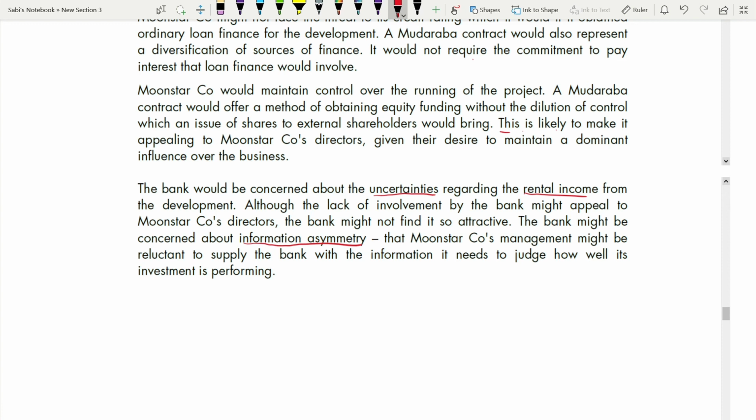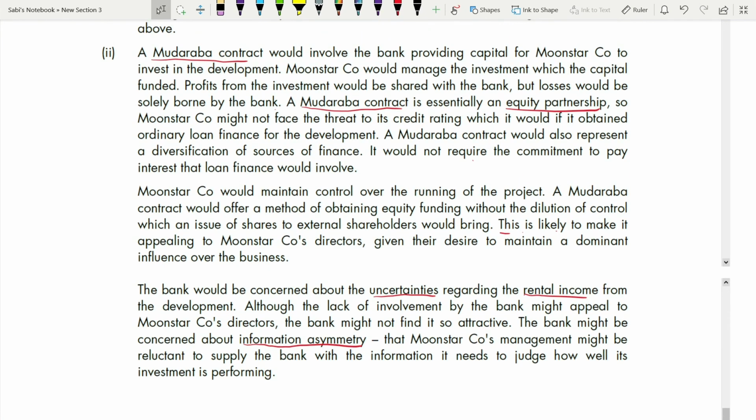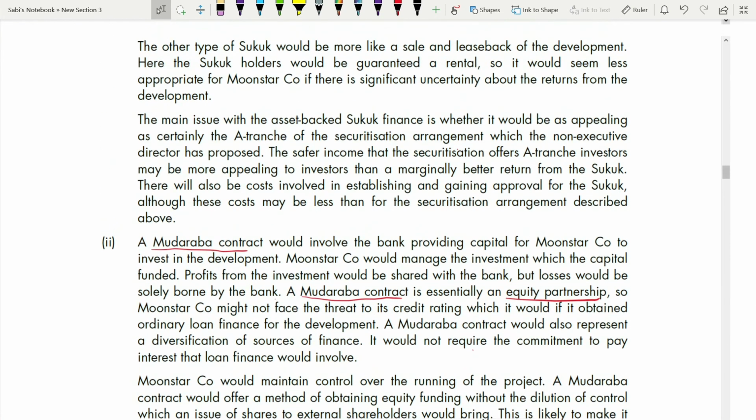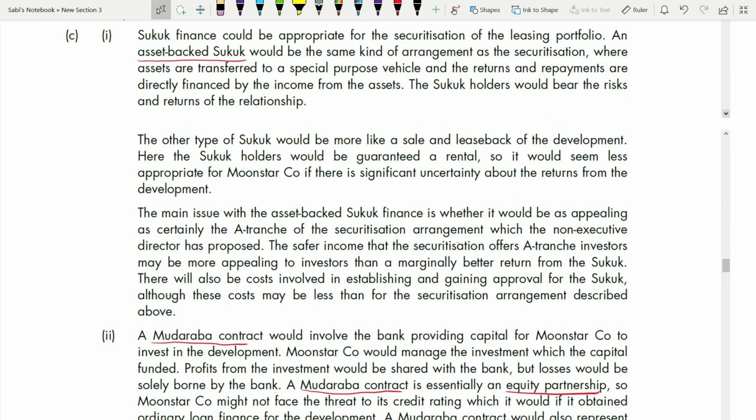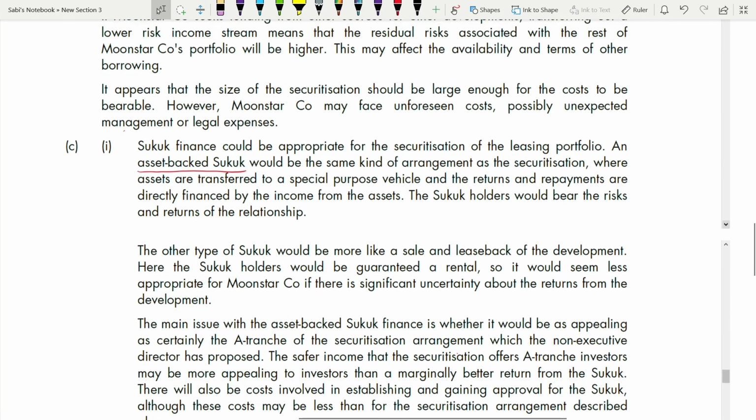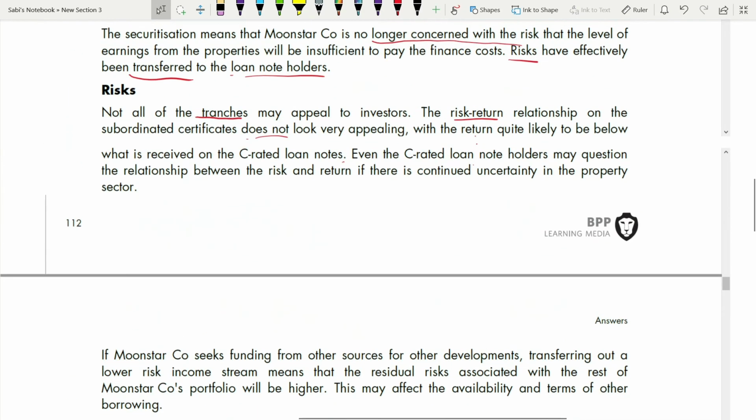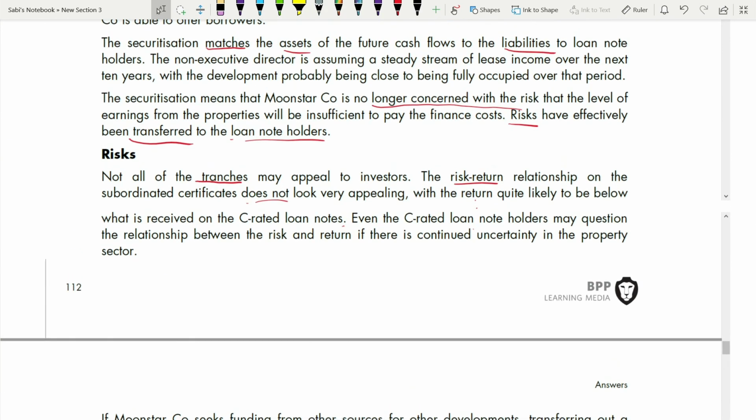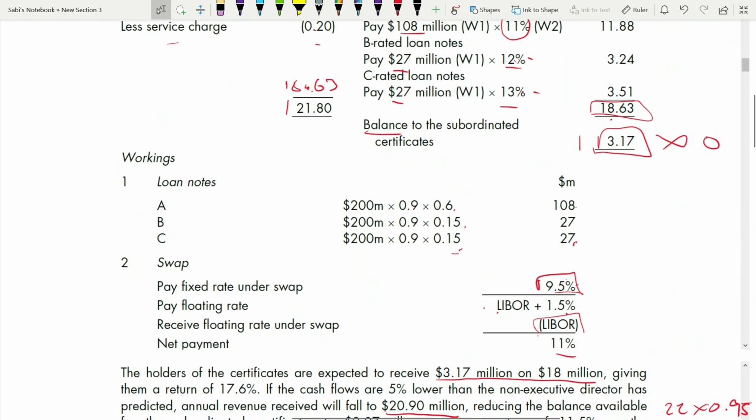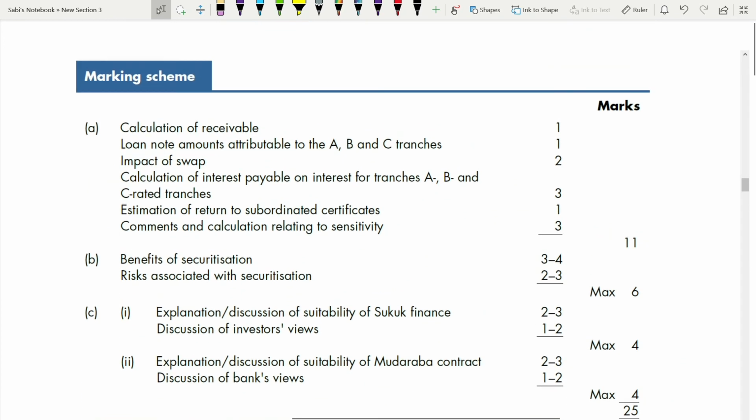By the end of this video, you should know what a Mudaraba contract is. You should know what Sukuk finance is, and learn about asset-backed and asset-based Sukuk finance, the differences and all. Securitization, different tranches, how it works, and the risks and the benefits of securitization. Now we'll go to the marking scheme. Right, this is the marking scheme.